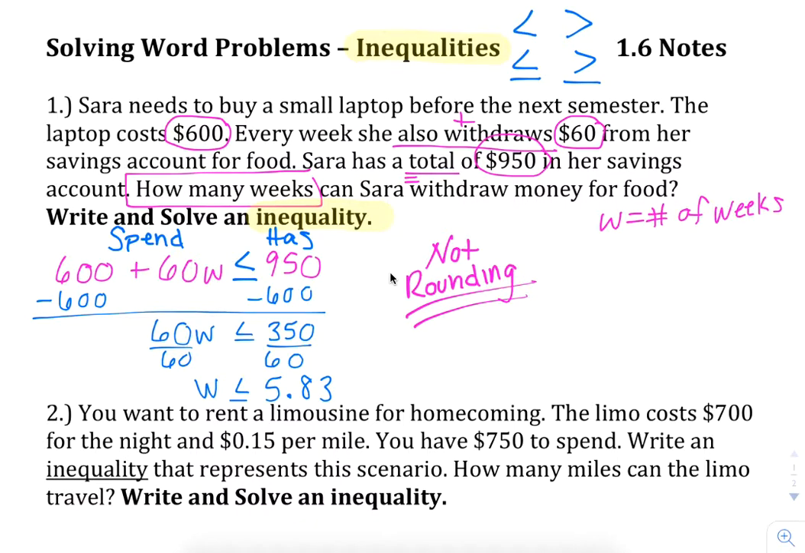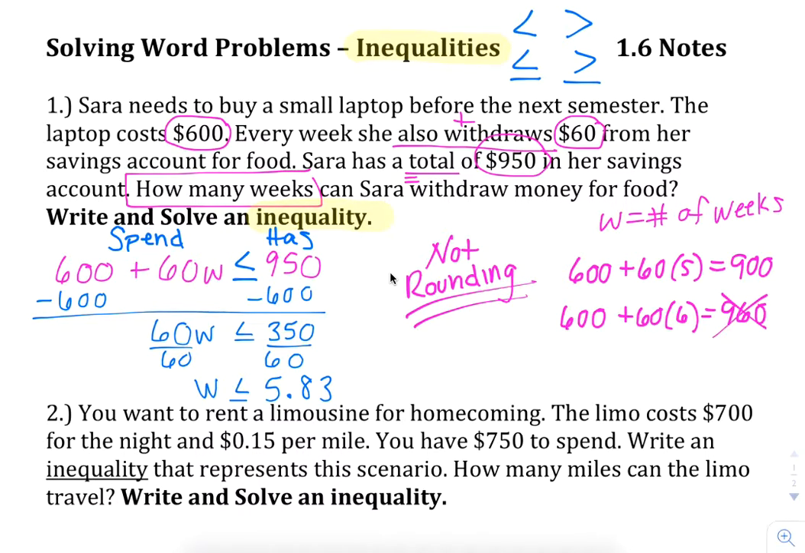So at 5 weeks, she's still good, right? If we explored that, we would say she spends 600 plus 60 times 5. That would give us $900. She would still be okay. But if she tried to spend 6 times, if she decided to withdraw money 6 weeks, that would be 960. Do you see how that's too much? We're not allowed to have that.